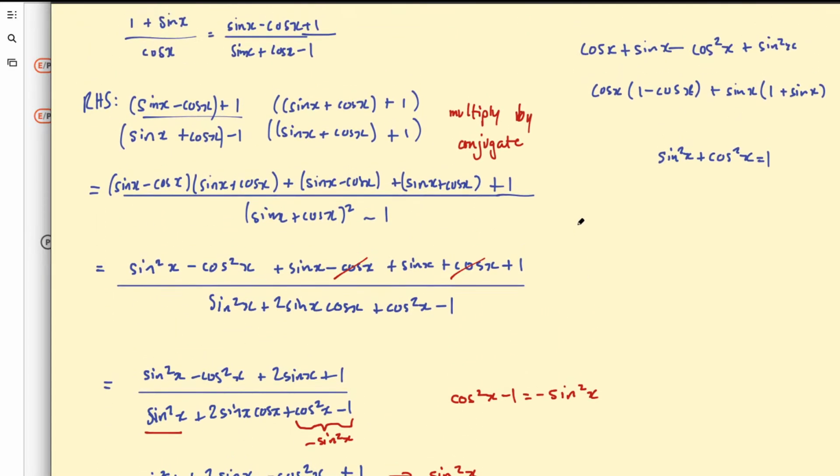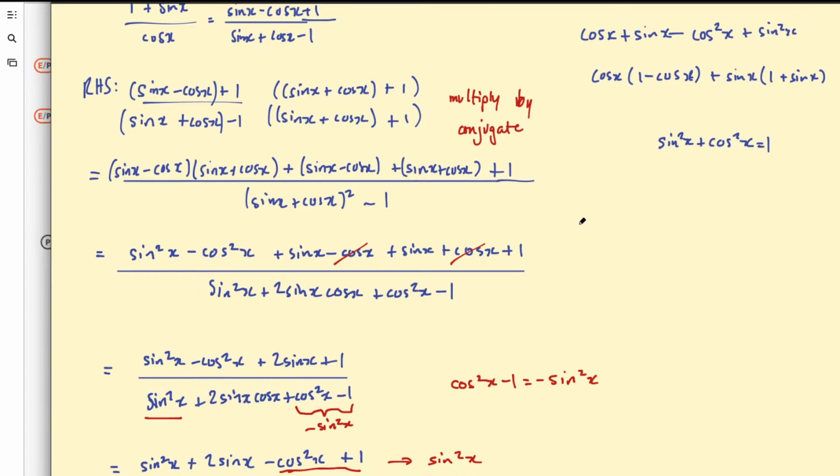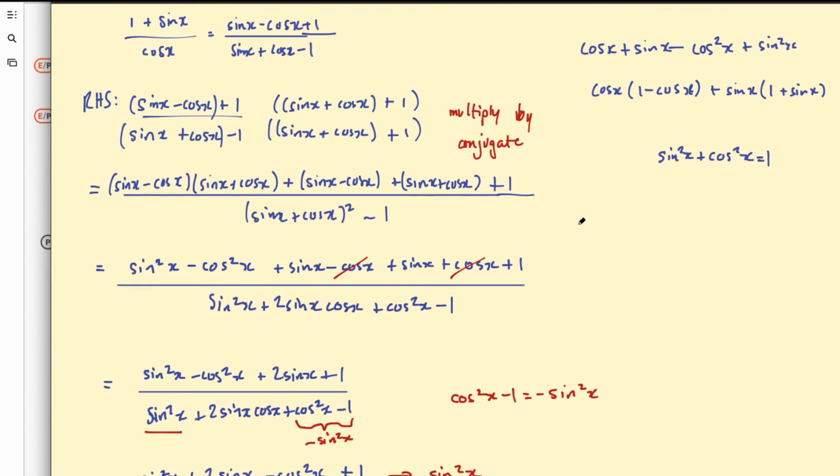What I like about that one is that you don't need really any complicated identities. This is the only identity you needed for that problem. But this step, that's a hard one to see. Multiply by the conjugate. Never would have thought of that one. Where did you get that problem from, Philip?